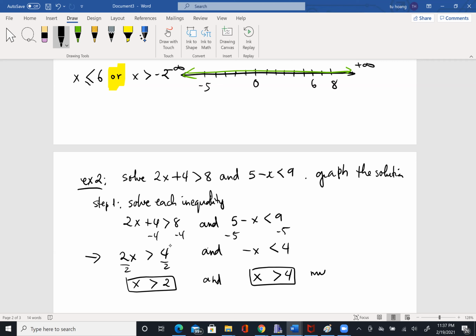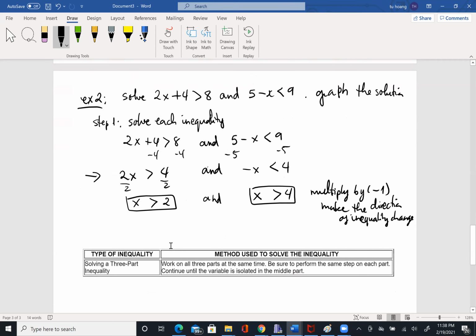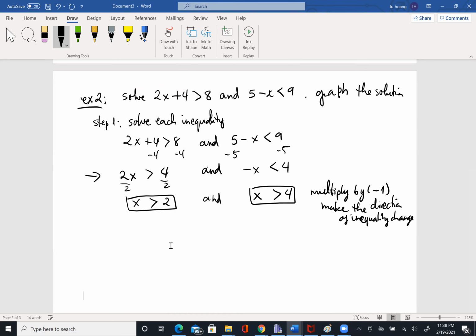Because when you multiply by negative 1, it will make the direction of the inequality change. Okay, so from less than now changes to greater than. That is one of the rules from the inequality, if you forget it. Okay, so remember that. This is an important one.